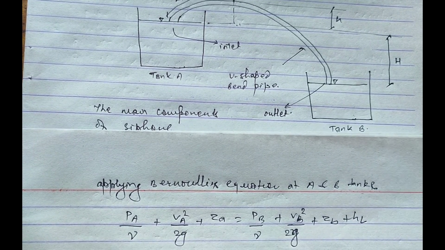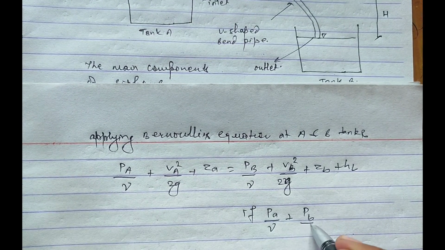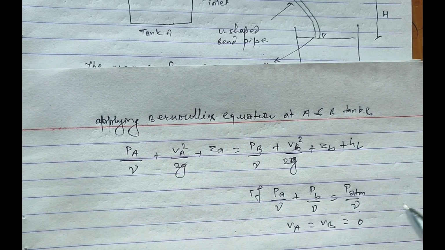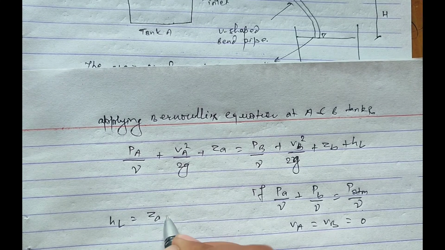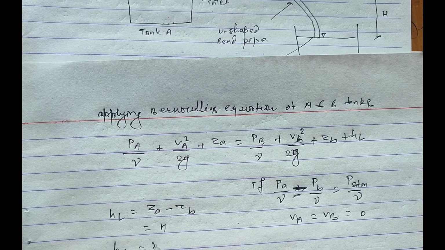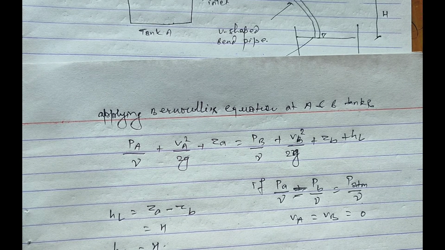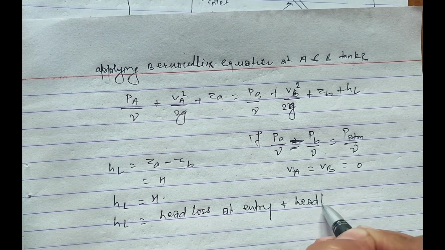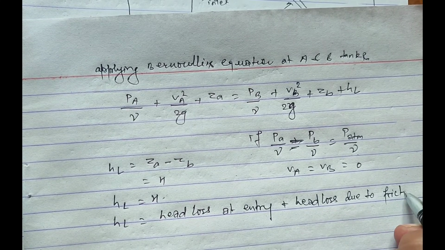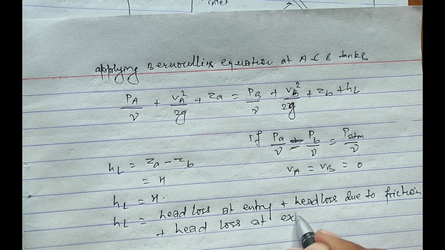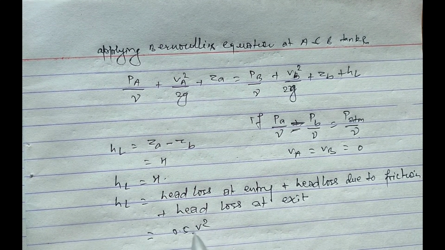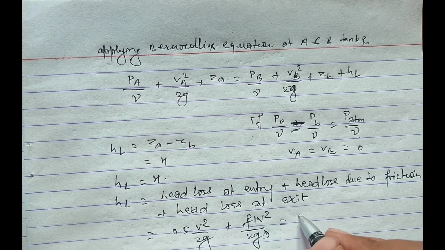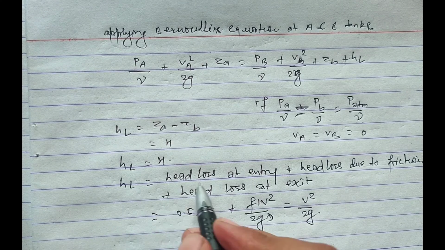When PA by gamma equals PB by gamma equals P atmospheric by gamma, and VA equals VB equals 0, then head loss equals ZA minus ZB equals H. That is HL, the head loss, equals head loss at entry plus head loss due to friction plus head loss at exit. The head loss at entry is 0.5 times V square by 2G, plus head loss due to friction, FLV square by 2GD, plus head loss at exit, V square by 2G. It means H equals this.